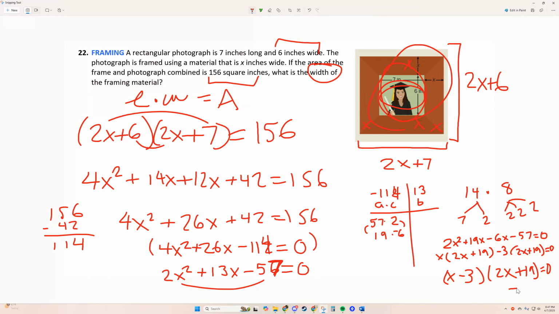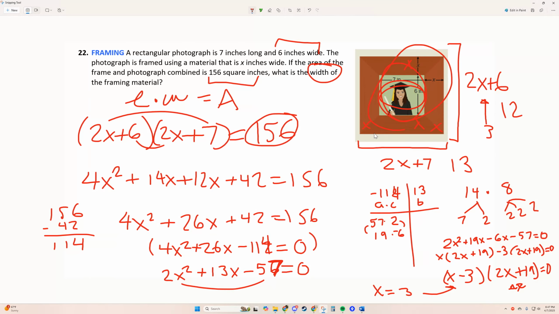This one won't make sense. It's going to be a negative, and the width is not going to be negative. So x is going to be 3. So we plug in 3 to this, and you get 6 plus 6 is 12. Width is 12. This one would be 6 plus 7, which is 13. 12 times 13 is 156.